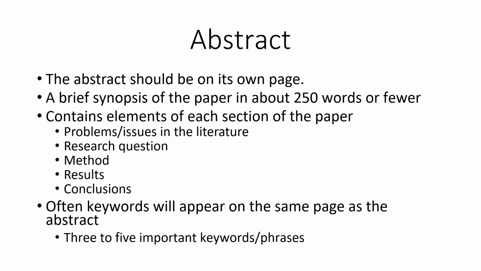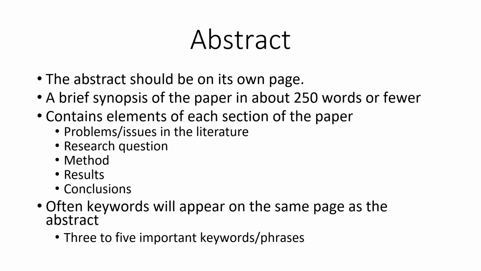After the title page comes the abstract, which is a brief overview of the paper in about 250 or fewer words. The overview should contain the problems or issues in the literature, the research question, the method, results, and conclusion. Because abstracts are short, each of these should be about 1 to 2 sentences.